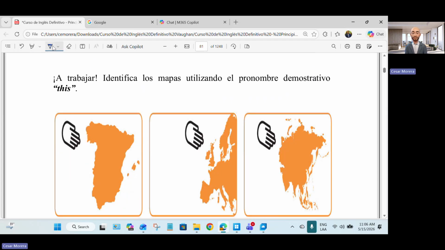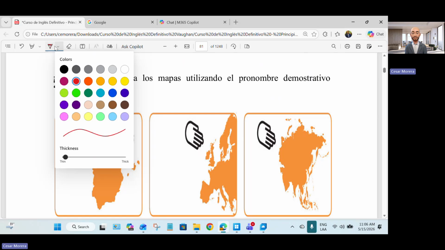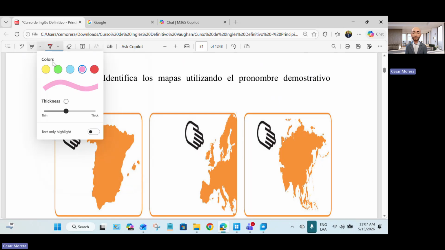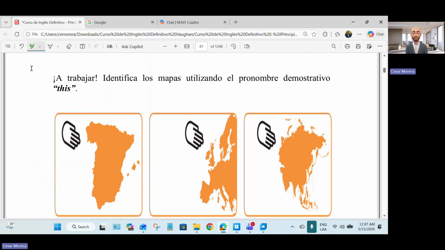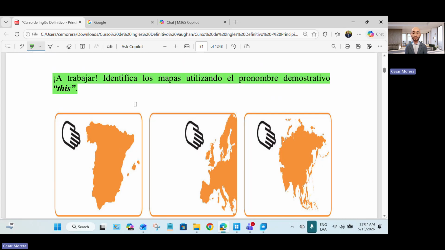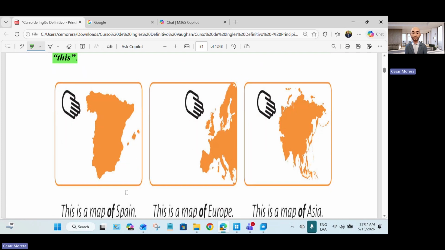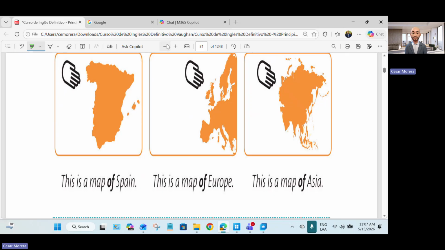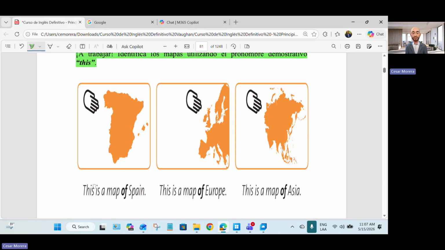Okay, so let's take a look at this. Let me change the red color for a moment and this to green to highlight the information in green. We're going to work to identify in the maps using the demonstrative pronoun this. Okay, this. Let me minimize the screen for a minute and let's go. This is a map of Spain.